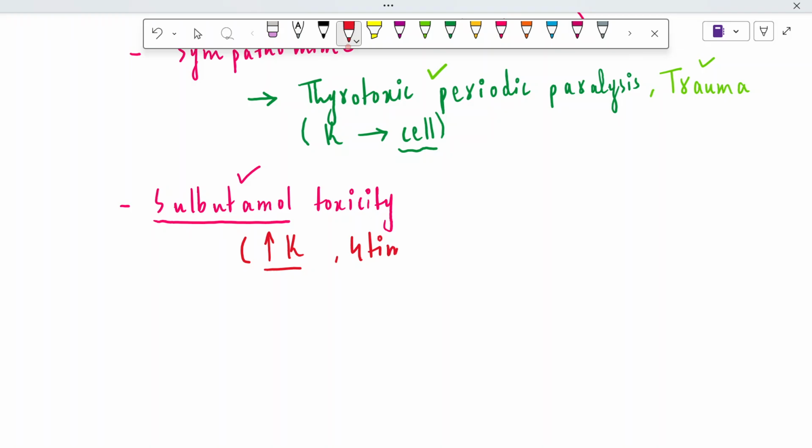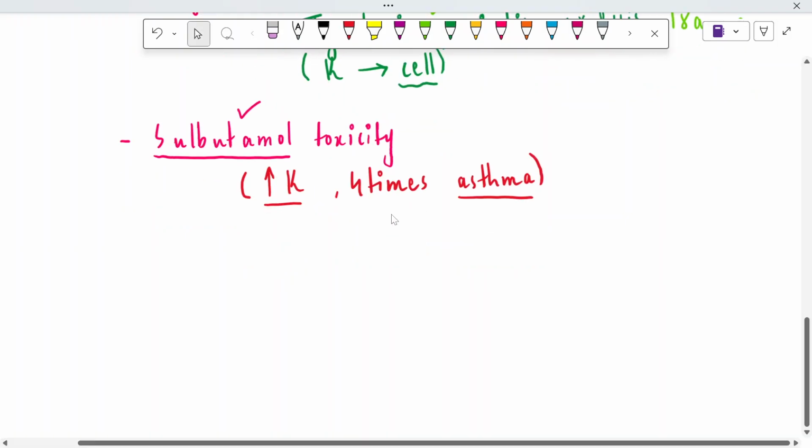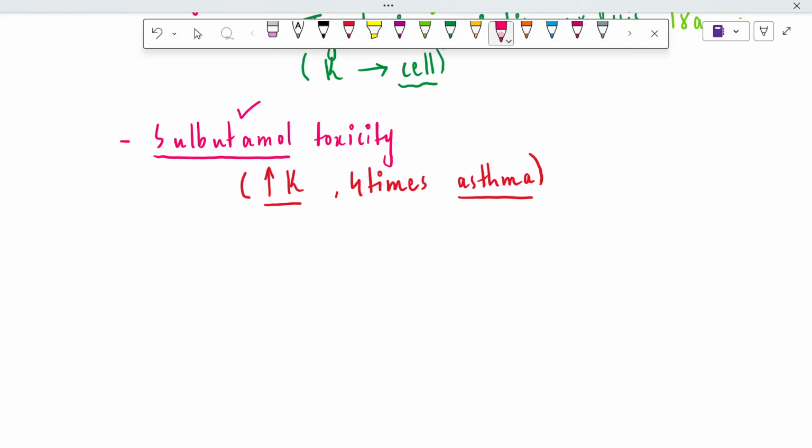We give a dose of salbutamol 4 times higher than in asthma, because salbutamol is a beta 2 agonist, and beta 2 agonists are bronchodilators and vasorelaxants, right? So salbutamol is used in asthma and also in hyperkalemia, but its toxicity is dangerous. It can lead to hypokalemia. The next condition is also very logical. There is renal loss of potassium.